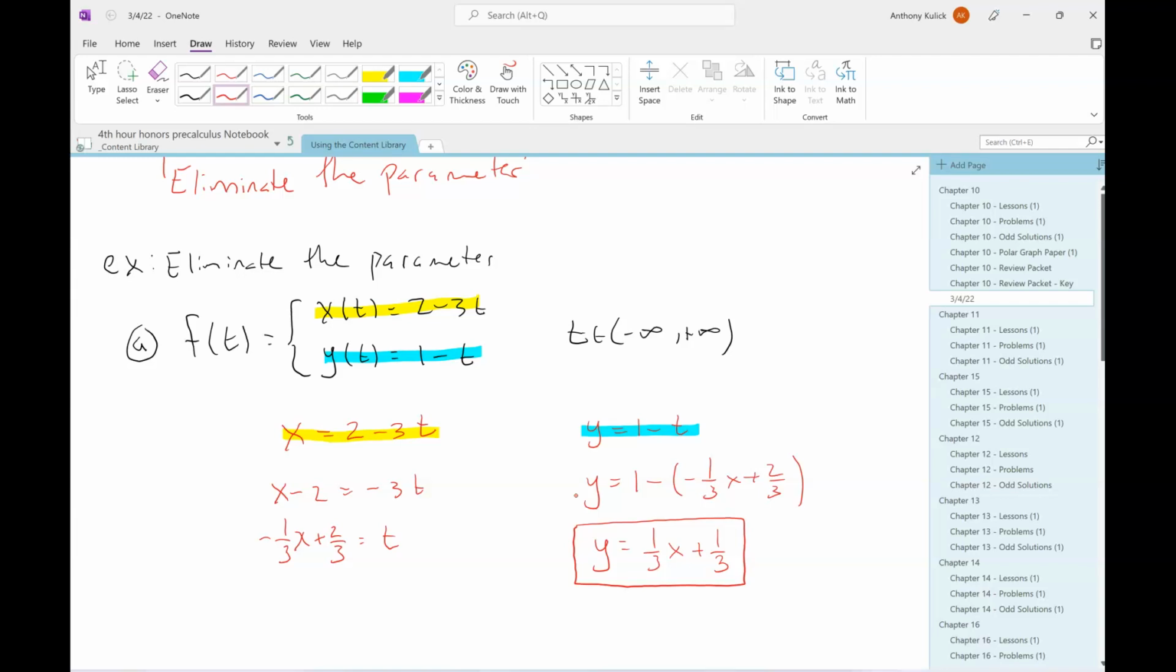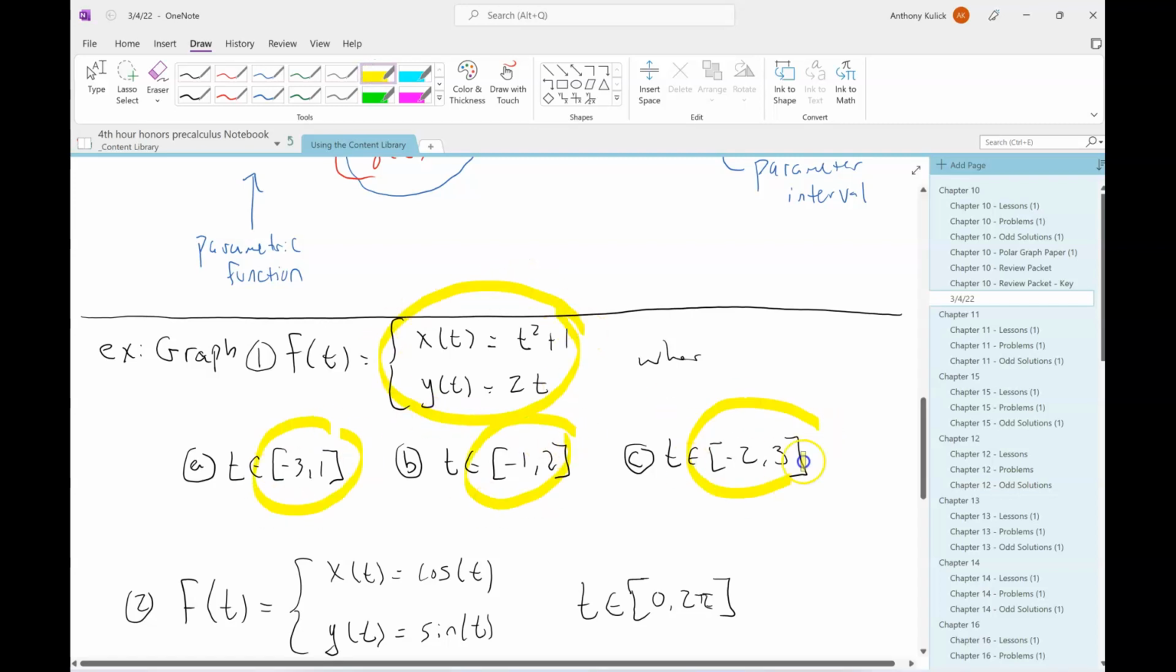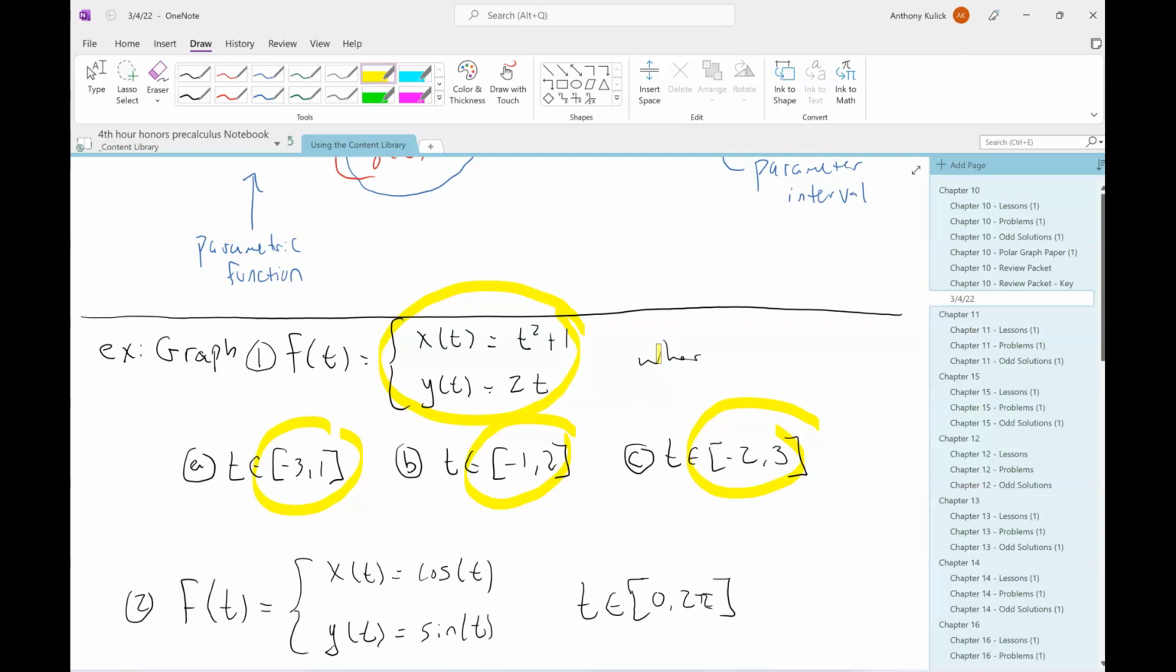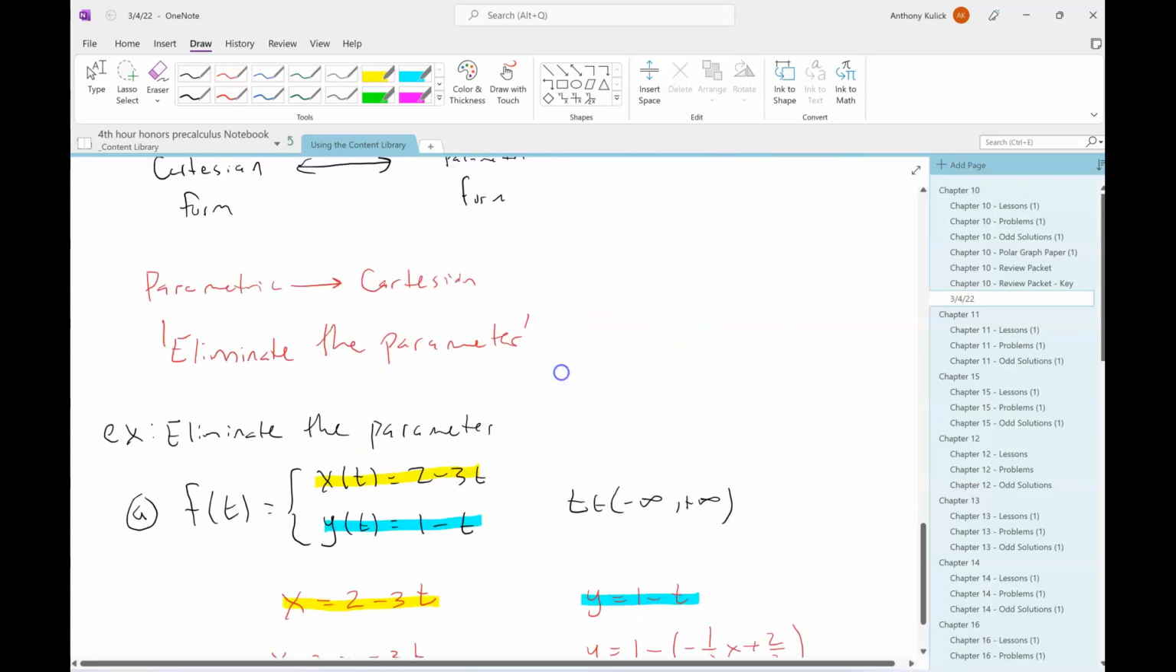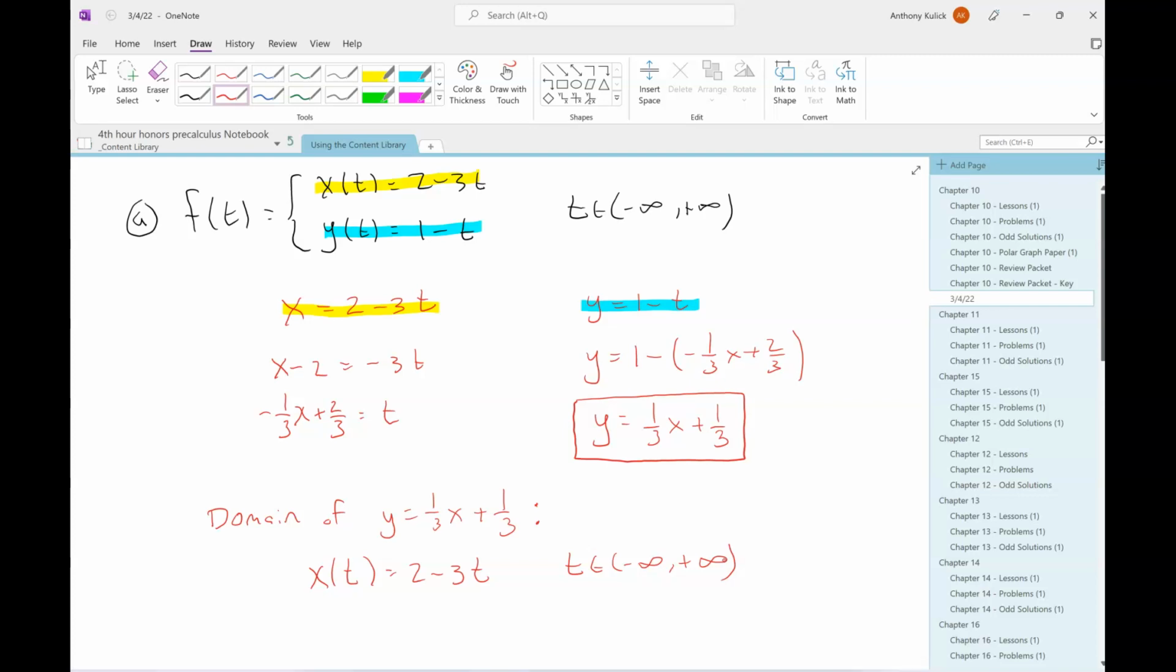Since we started with a parametric equation, we saw when we talked about this example up here that this gives us three very different graphs depending on the interval of our parameter. So we're going to have to think about this a little bit more carefully. So let's do the domain first. So domain is about which variable? The x. So I'm going to be using the parametric equation for x. It's evaluated on the interval where t can be from negative infinity to positive infinity.